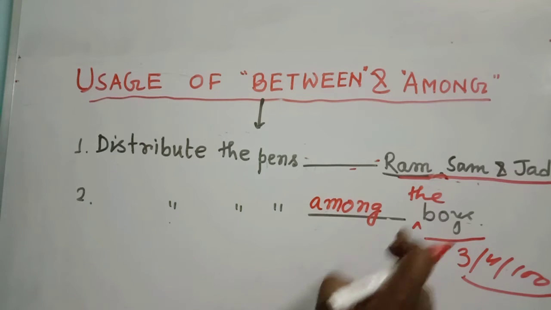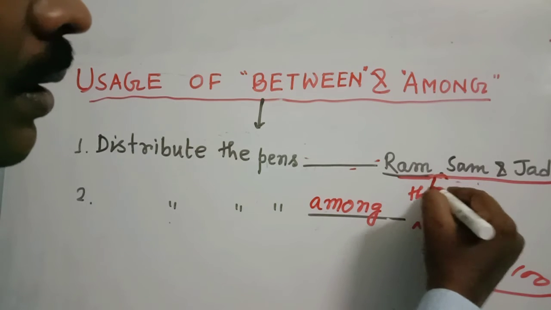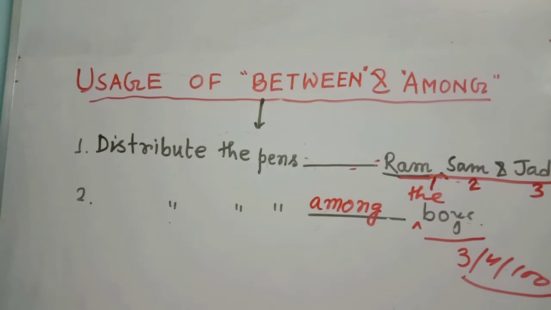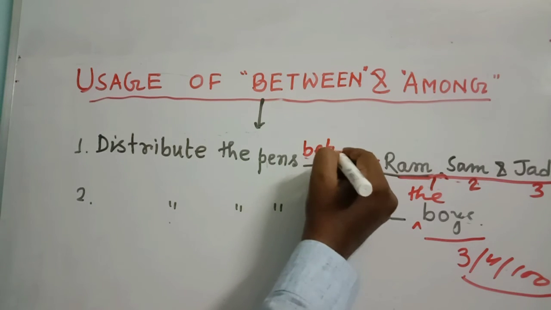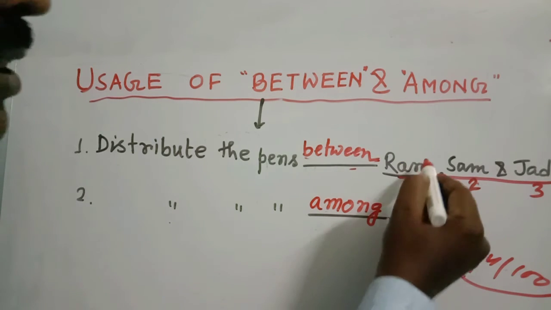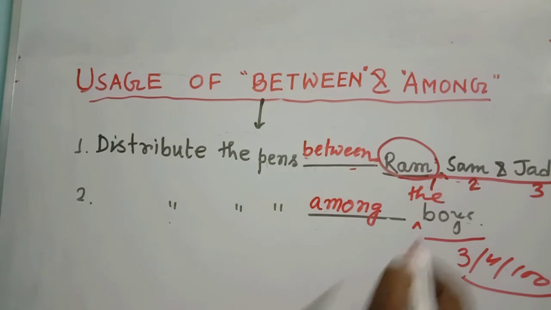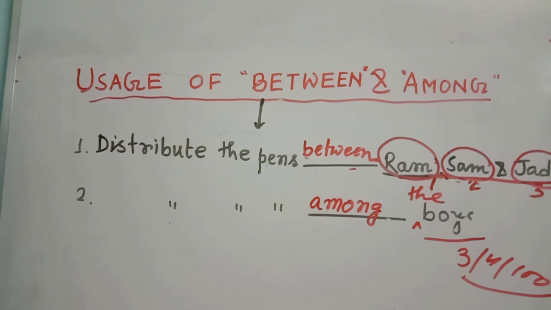So my dear friends, you can see here there are three persons. Ram number 1, Sam number 2, and Jadu number 3. So there are more than two, and as per the rule, we should use among. But here, my dear friends, we cannot use among. We have to write between. The rule is that whenever these nouns are individual, this is also an individual person, this is also an individual person. This is not the factor whether there are more than 3 or 4 persons.